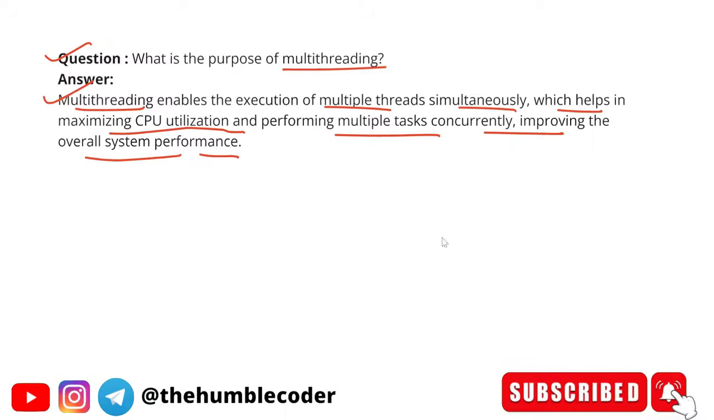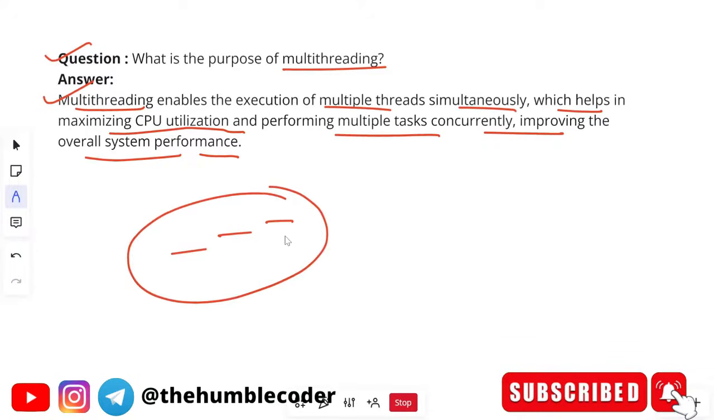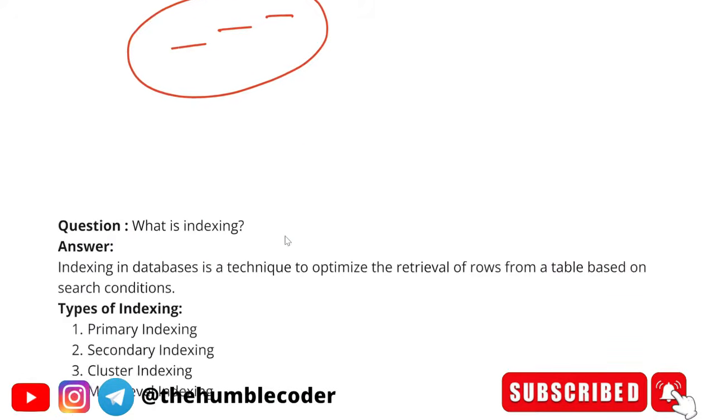Okay, which means if one thread of a task is executing, when it is on hold, then another task will execute. This way multiple tasks can perform concurrently. This improves the overall system performance a lot. Otherwise, without multi-threading, one task would complete and then the second one would start and then the next one would start. This process was very time consuming and takes a lot of time, but multi-threading gets rid of this problem. Okay, let's see the next one.